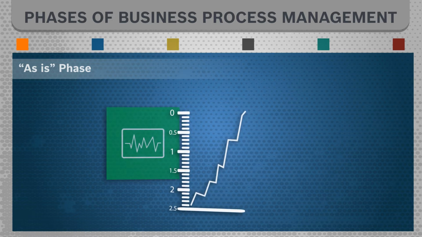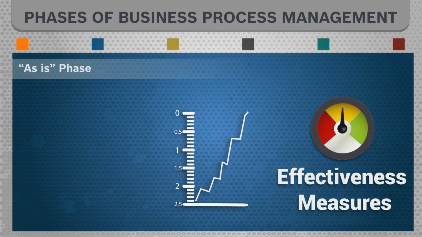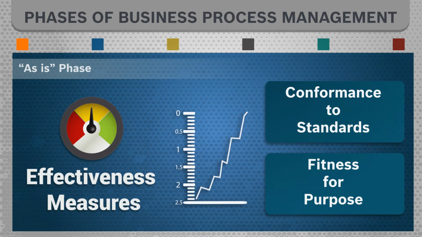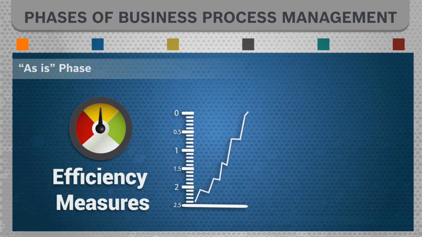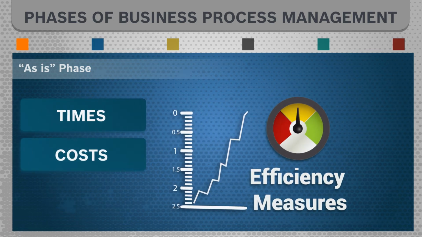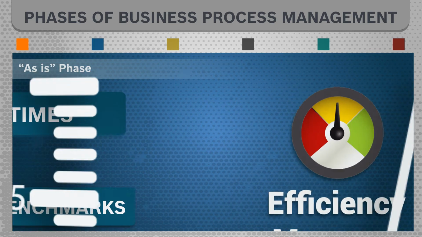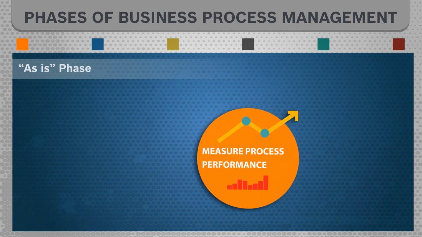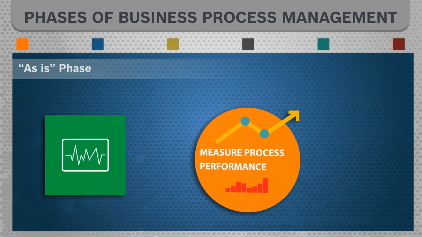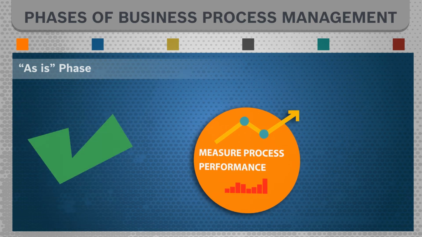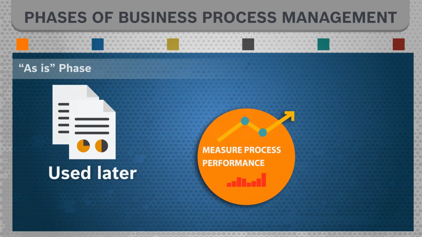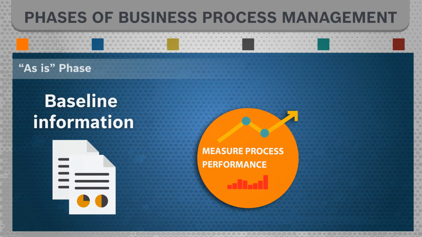These measures are categorized by either effectiveness measures, which are conformance to standards and fitness for purpose, or meeting service recipients' requirements. Efficiency measures are process times, costs, and benchmarks. Then, you measure process performance. The findings and results of the performance measurements must be formally approved and documented. This information can be used later on to serve as baseline information.